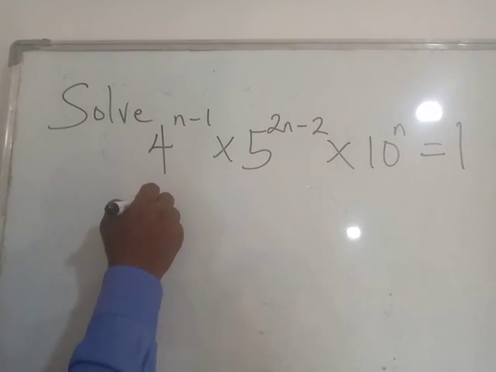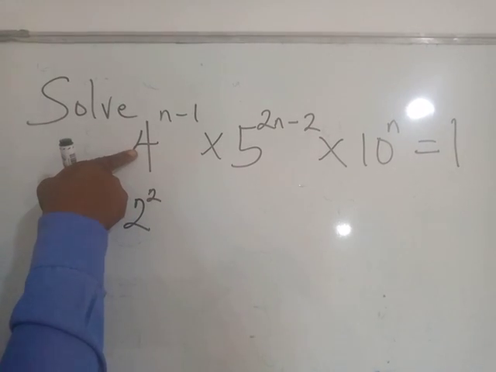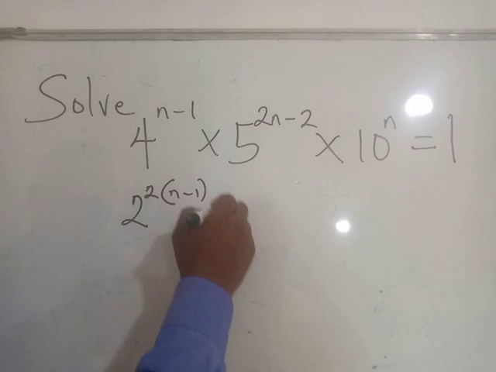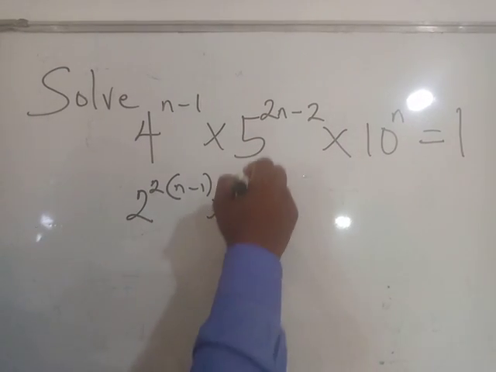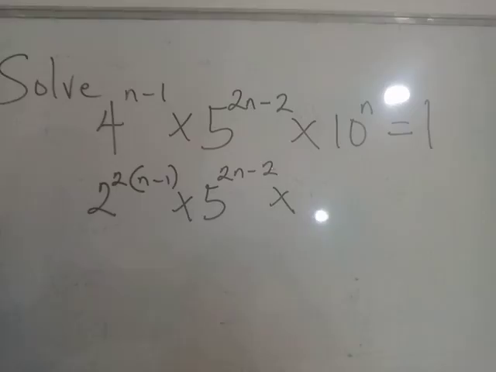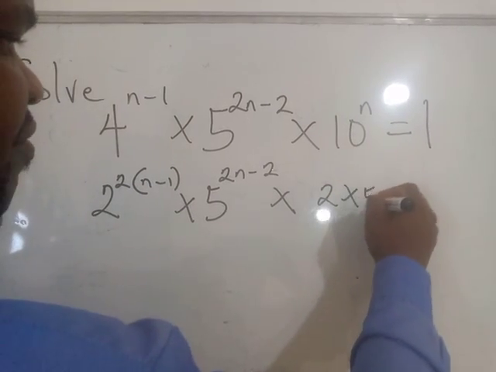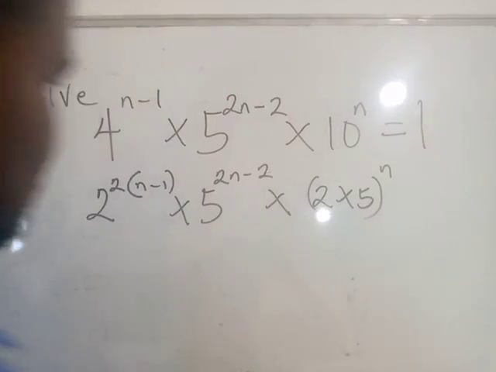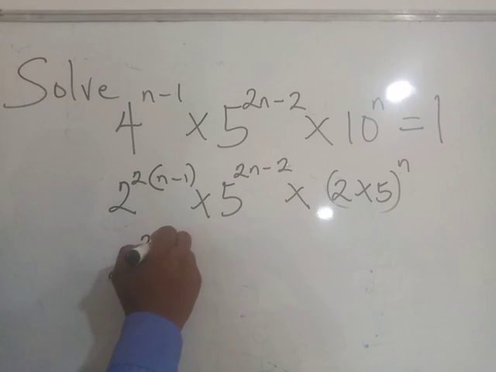This 4 can be split into 2 raised to power 2. 2 raised to power 2 is still 4. Then that 4 was raised to power n minus 1. This 5 cannot be split, so I'll still maintain 5 like that. Then 2 raised to power n minus 2 multiplied by 10, which can be split. 10 alone is 2 multiplied by 5, everything raised to power n. So 2 times 5 is 10, so nothing has changed. So 2 raised to power 2 times n is 2n.